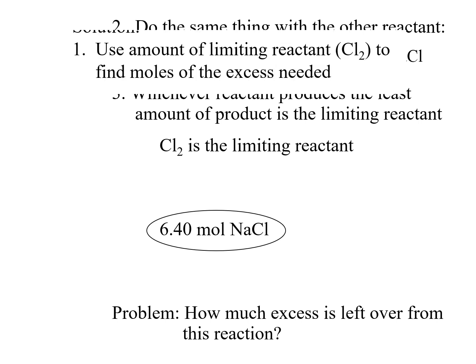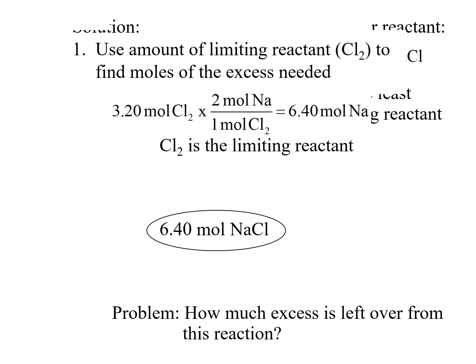Okay? So what we're going to do is say, all right, we know that Cl2 is limiting. I want to know how many moles of the other reactant, the Na, I would have to use with that Cl2 to use it up. So I'm going to start with the given amount of the limiting reactant. The limiting was 3.2 moles of Cl2. I'm going to change moles of Cl2 into moles of Na.